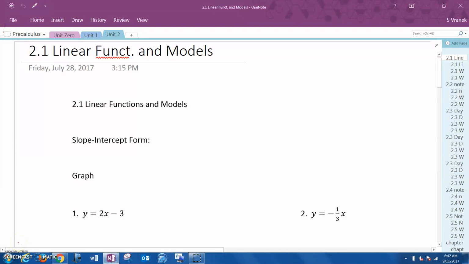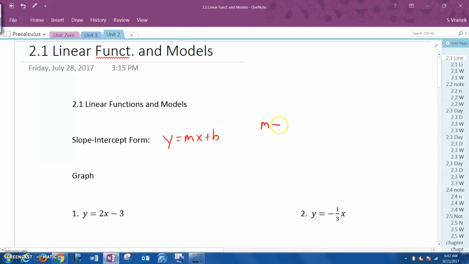All right, class, today we're doing linear functions and models. This is 2.1. So the first thing that we're going to talk about is slope-intercept form, which we actually kind of already talked about in our review. So y equals mx plus b should look very familiar to you.